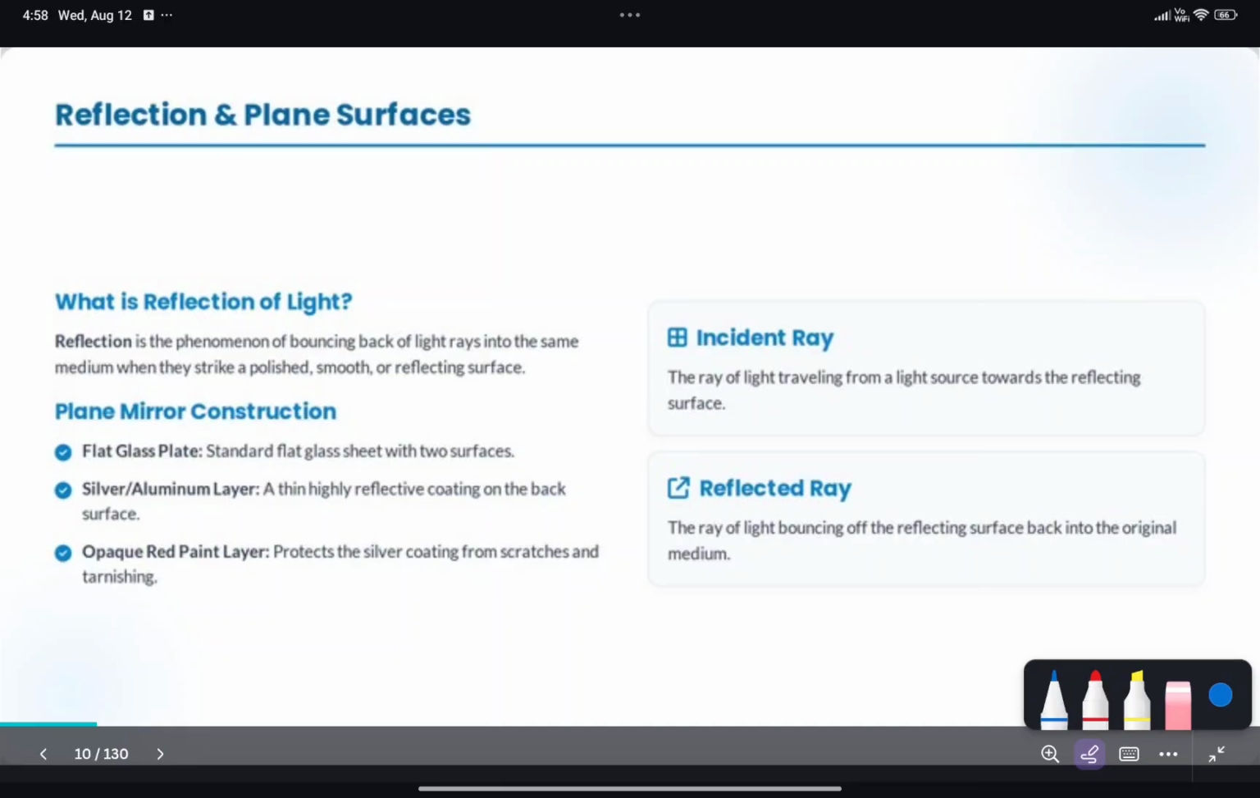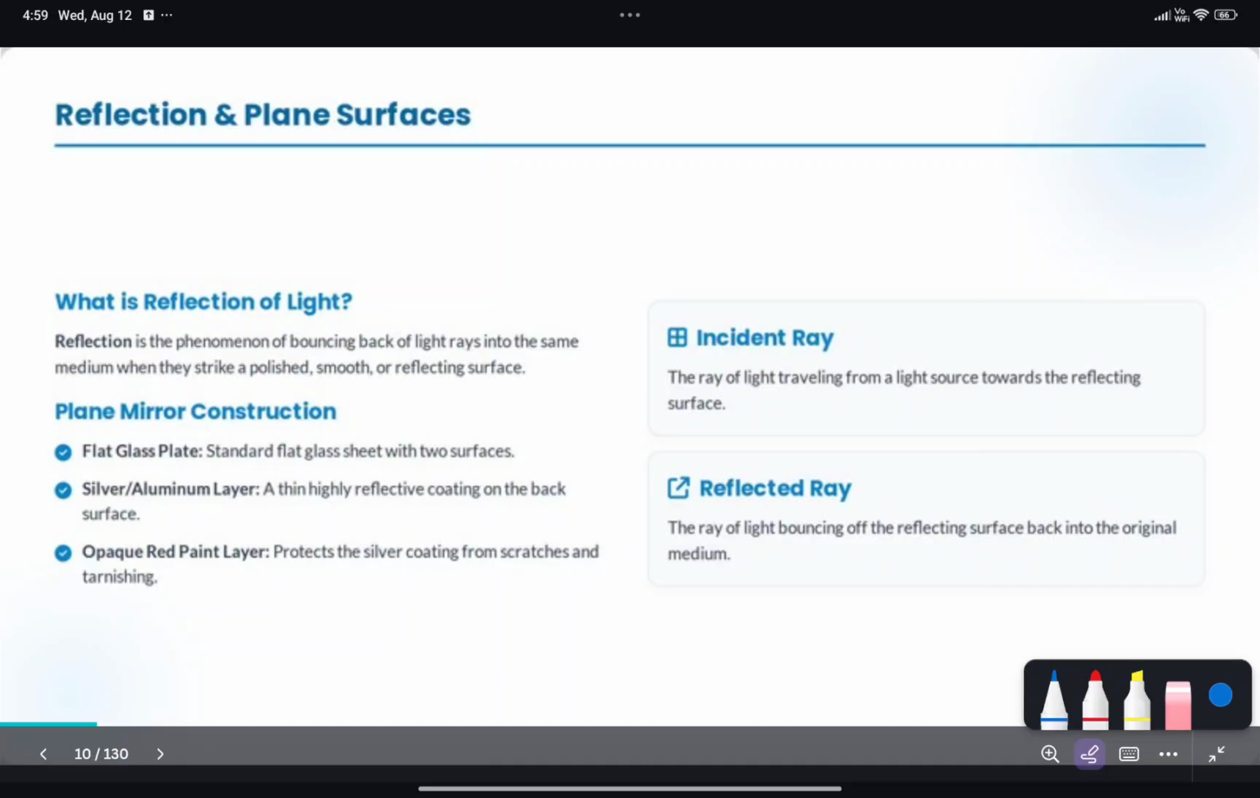Reflection is the phenomenon of the bouncing back of light rays into the same medium when they strike a polished or smooth or reflecting surface. Whenever light rays fall on some smooth surface and bounce back, we simply call it a reflection phenomenon taking place. Done or not? Clear or not?